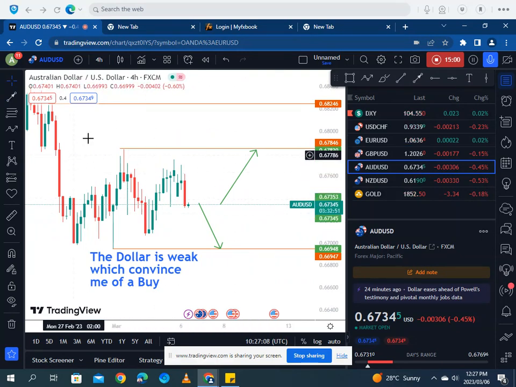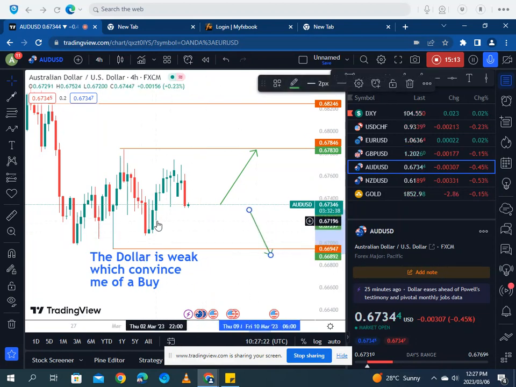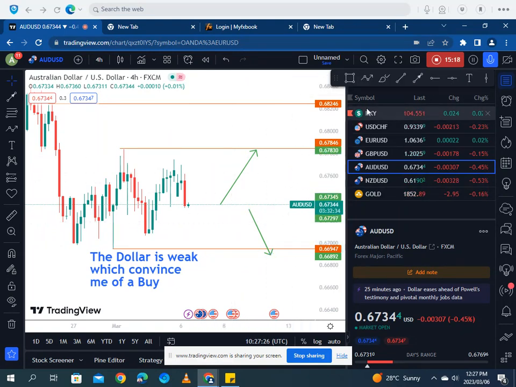And since we are selling the DXY, I'm more likely to be buying the Australian dollar USD. Now, does this mean I'm just going to be blindly buying it? Well, of course not. I need to see some price action. I need to see what's going to happen before I can buy this market. Now, personally, I also expect this market to come back and retest the zones here before we can push to the upside.